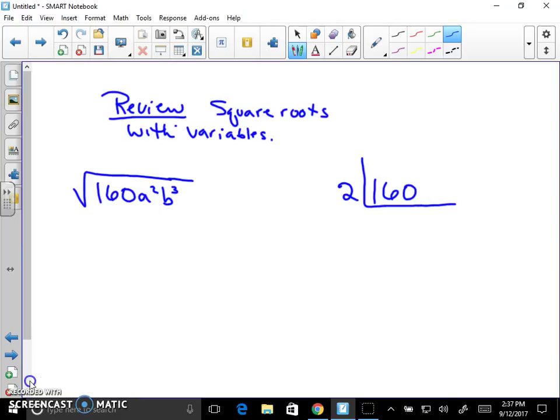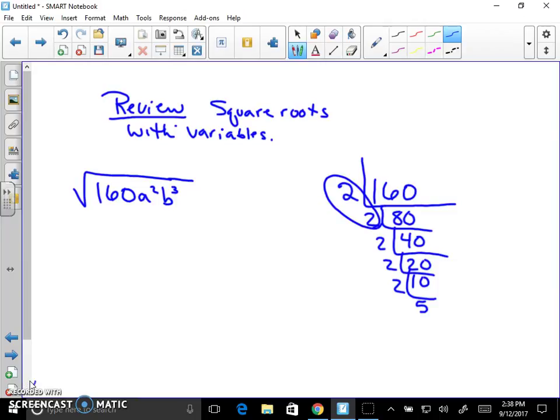So we're going to say divided by 2 gives you 80. Divide by 2 again, 40. Remember, you're going to use your prime numbers. Divide by 2 is 20. Divide by 2 is 10. Divide by 2 is 5. And remember, if I take 2 times 2 times 2 times 2 times 2 times 5, I'm going to get 160. So remember, we need pairs.